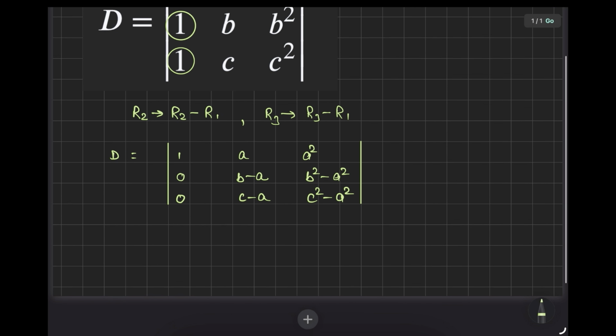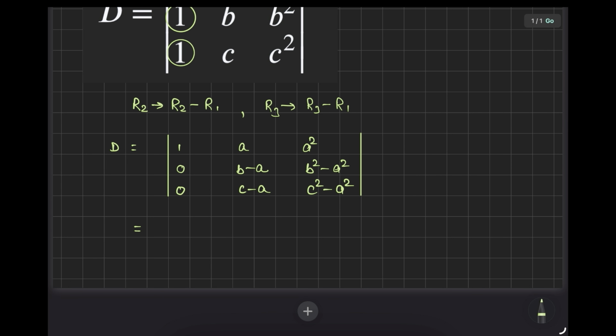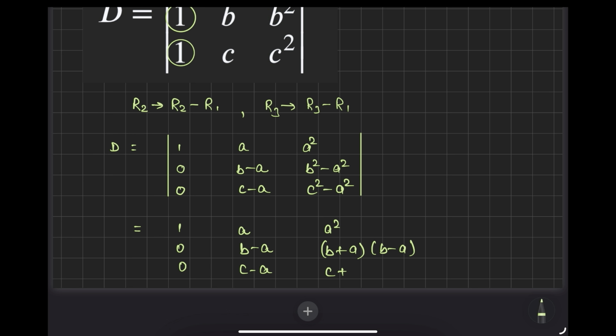Now let's open this thing a little bit more. So 1, 0, 0, a, b minus a, c minus a, then a square. Here I will apply the a square minus b square formula. So b plus a, b minus a, c plus a, c minus a.